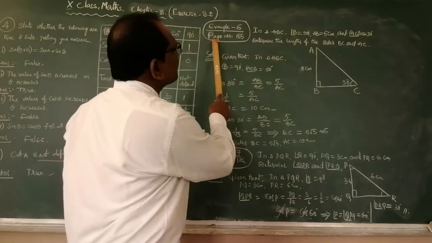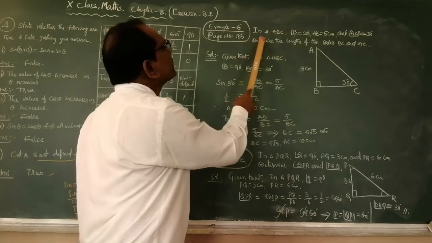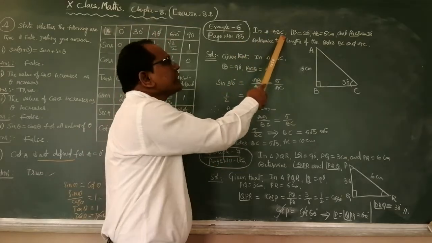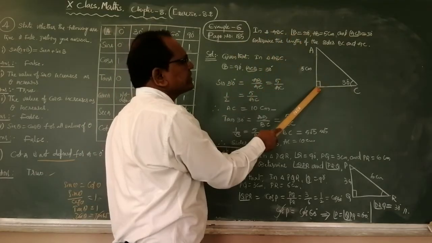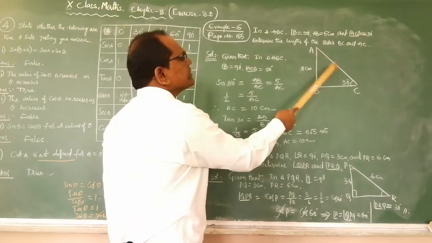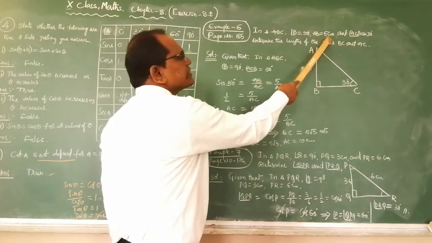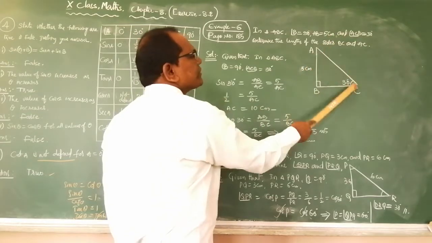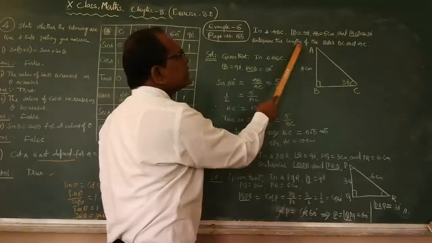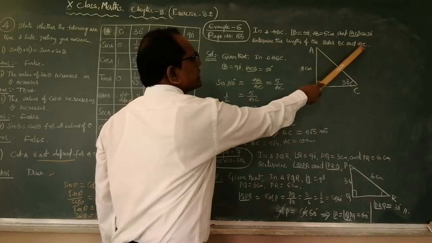Example 6, page number 185. In triangle ABC, angle B is 90 degrees, the side AB equals 5 cm, and angle ACB equals 30 degrees. Determine the lengths of the sides BC and AC.